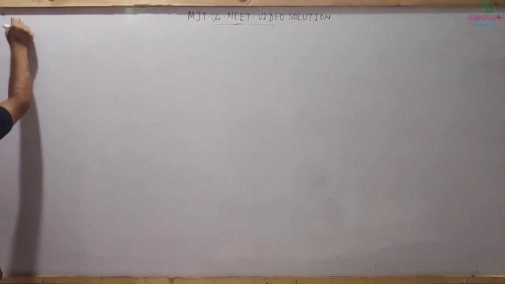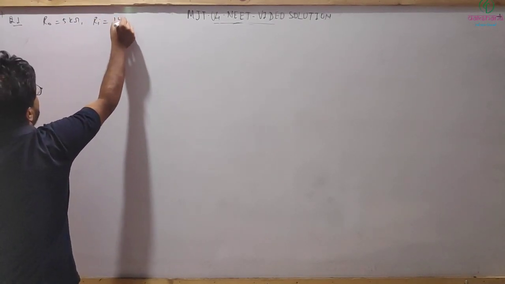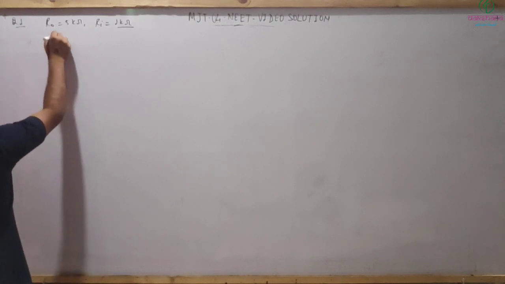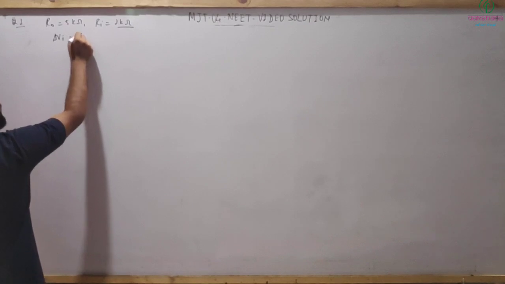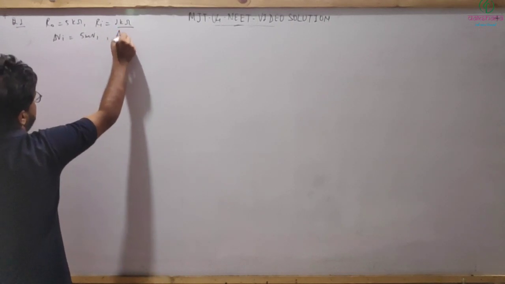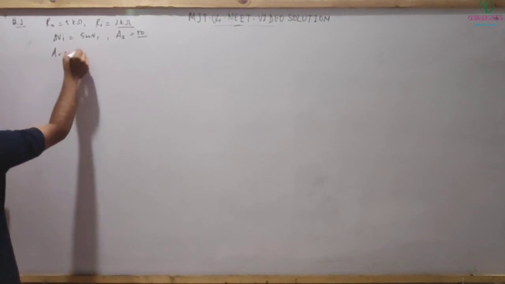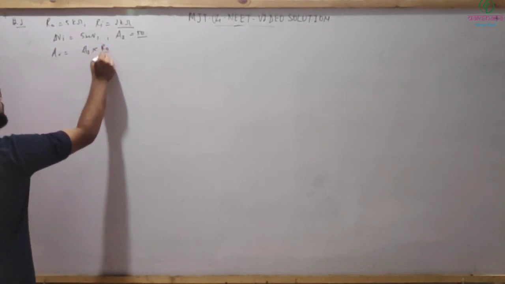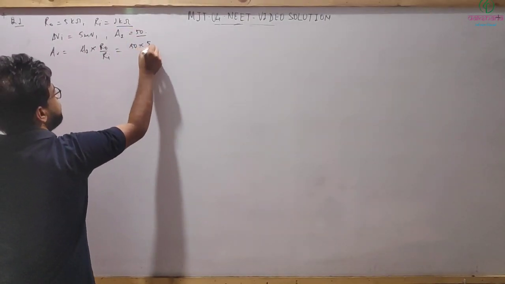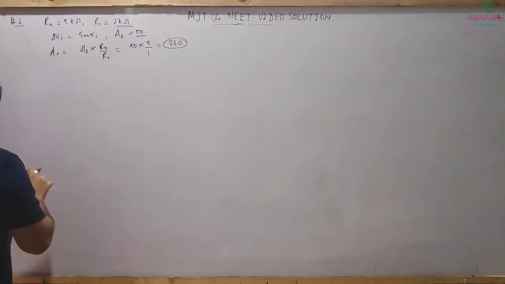Question number 1. So our output is 5 kilo ohm, our input is 1 kilo ohm, and it's also given the input peak voltage delta V input is equal to 5 millivolt, and current gain is also given as A_I is equal to 50. Then you are asked to find voltage gain. So A_V is equal to, we can write simply A_I into R output by R input. That's equal to 50 multiplied by 5 kilo divided by 1, that's 250. This is the voltage gain matching with option number 2.